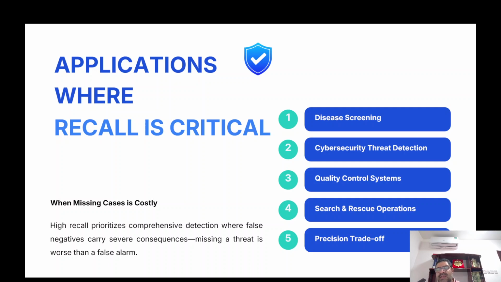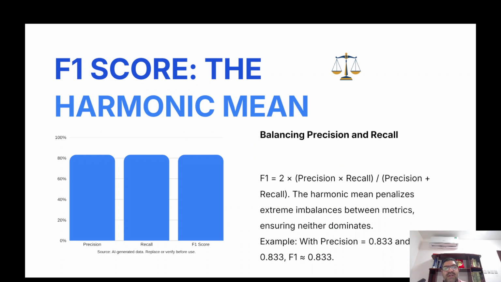False negative means something is predicted as negative, but it is actually positive. So missing a threat is worse than a false alarm. Definitely missing a threat will be very critical. Cybersecurity, threat detection, quality control: these are the applications where it is used.